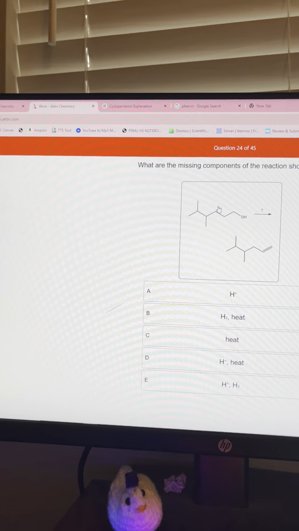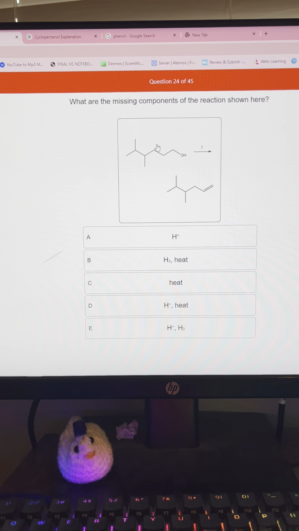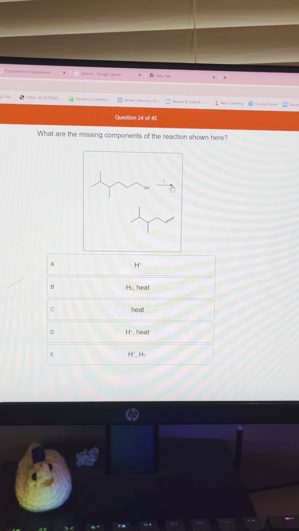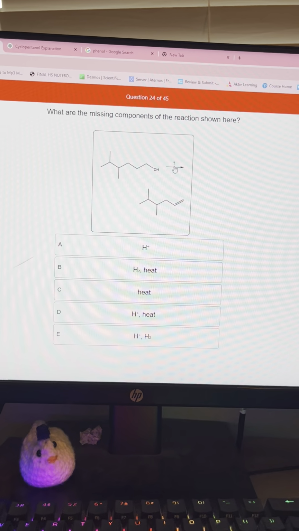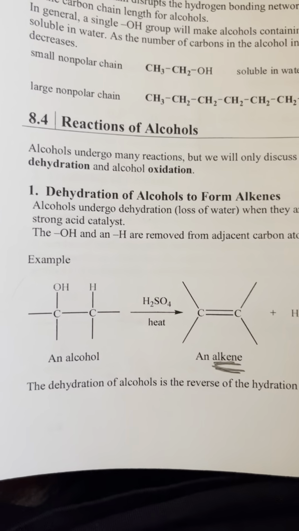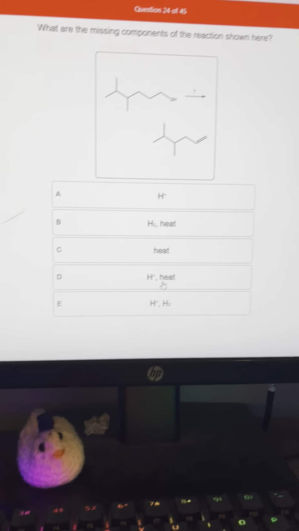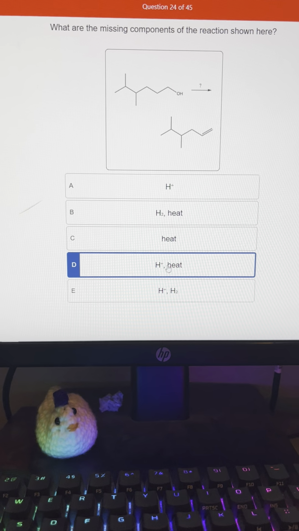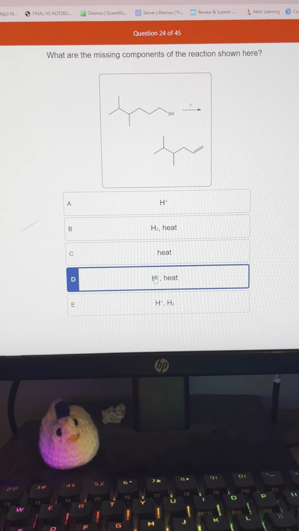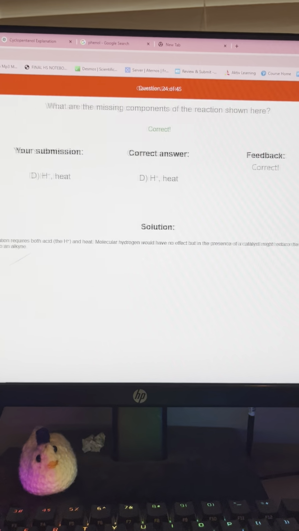But with the dehydration reaction, there's 2 reactants. It is going to be heat. So heat is one of them. And then also a strong acid. That's what that is. So a strong acid has a high density of hydrogen ions. Remember that. So this is what is missing. That's what's supposed to be in that question mark right there.